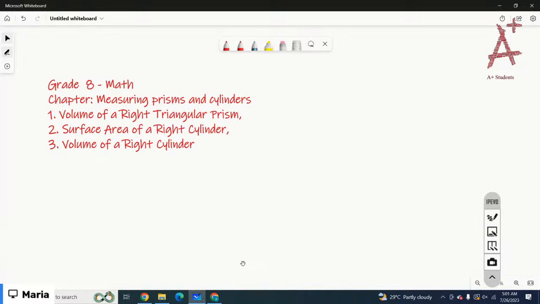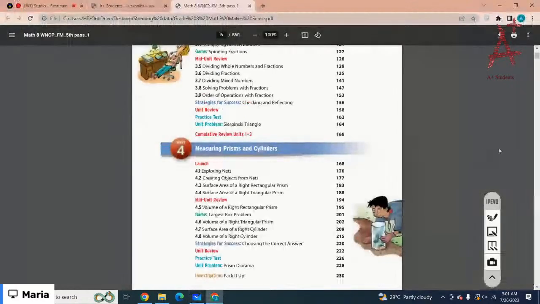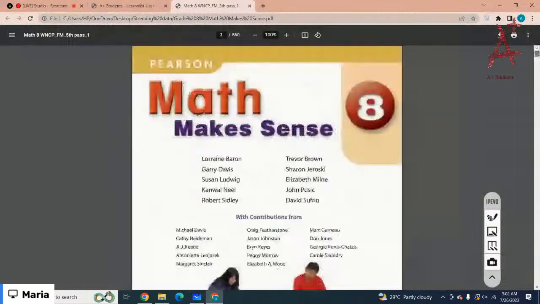We are here for grade 8 math. So we are working on the book Pearson Math Makes Sense Grade 8. Here is the book.